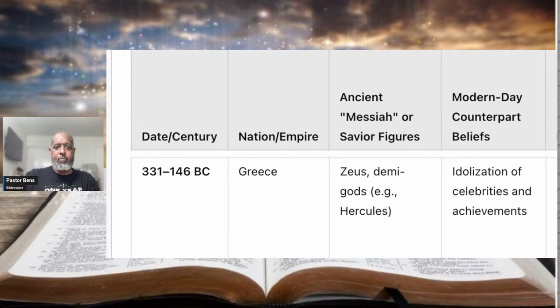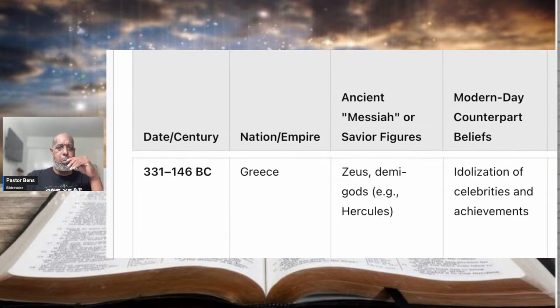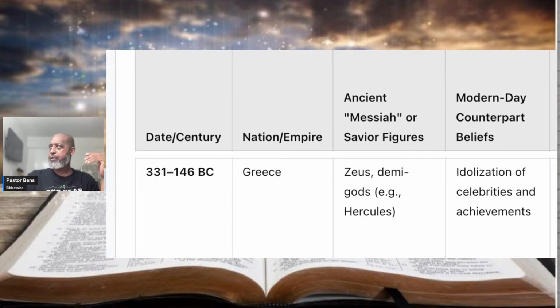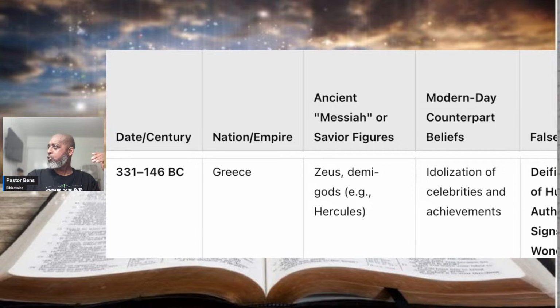All right. Now, in ancient Greece, their ancient Messiah figure was Zeus. Okay. He was a demigod. And Zeus was the Messiah for the Greeks. And what they did with Zeus was they turned this false god into an idol and they worshiped him.